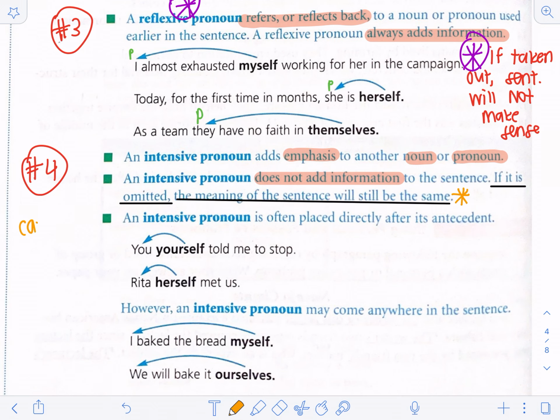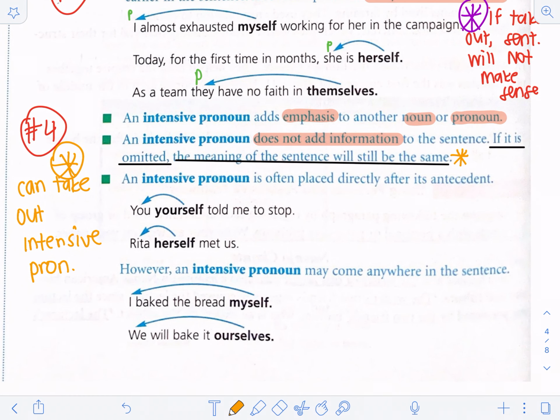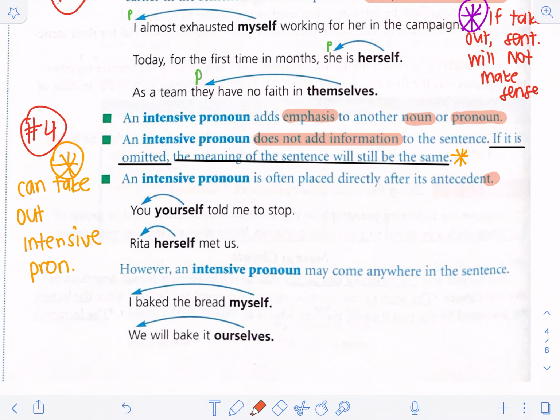So over here on the side, can take out intensive pronoun. Okay, if I take it out, the sentence is still fine. It can survive on its own. So the sample down here says, oh, sorry, one more bullet point. An intensive pronoun is often placed directly after its antecedent. Okay, if you don't remember what an antecedent is, go back to the first page and reread your notes. It is the word that it is replacing, so that way we're not repetitive.